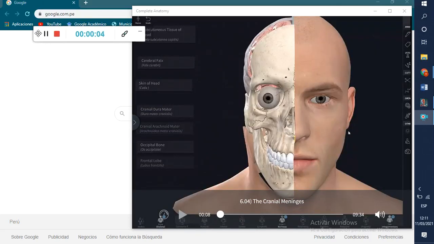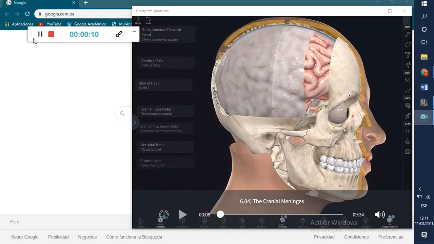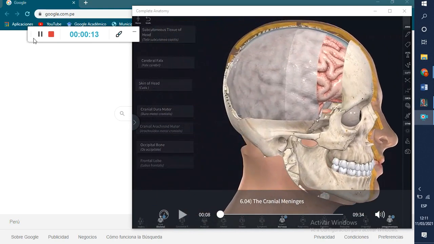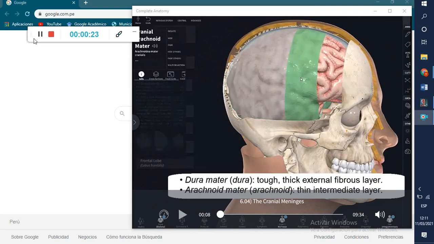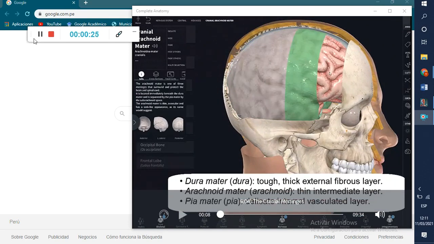Okay, so next let's have a look at the meninges. In brief, what we could say is that the meninges are three layers of membranes that envelope the brain and also the spinal cord. In mammals, like us humans, the three meninges are the Dura Mater, which is highlighted now, the Arachnoid Mater, and then the last one, which is actually very, very delicate, called the Pia Mater.